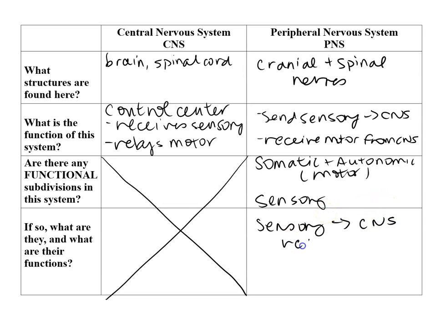And those are receptors that we have in glands, organs, and muscles. And like we just mentioned, the motor output comes from the CNS. And that includes the somatic nervous system, which is voluntarily controlled, and the autonomic one, which is involuntarily controlled.